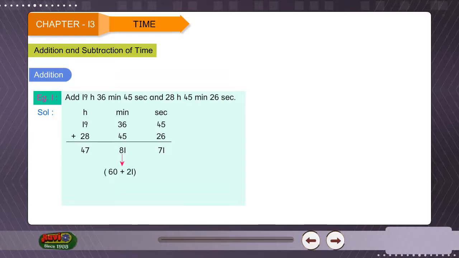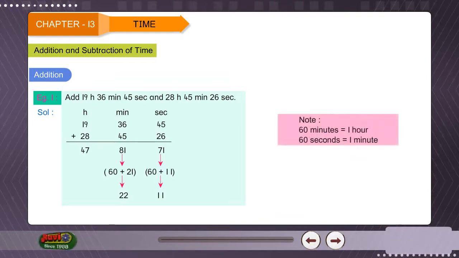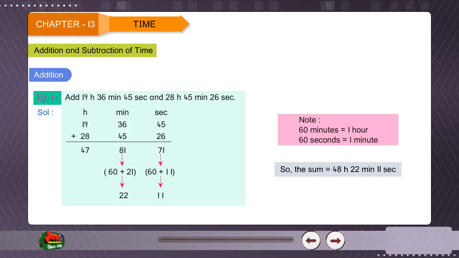60 plus 21, 22. 60 plus 11, 11. Note, 60 minutes is equal to 1 hour. 60 seconds is equal to 1 minute. So, the sum is equal to 48 hours, 22 minutes, 11 seconds.